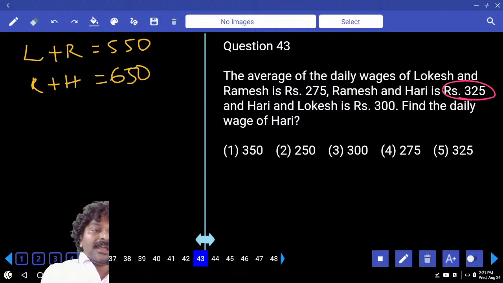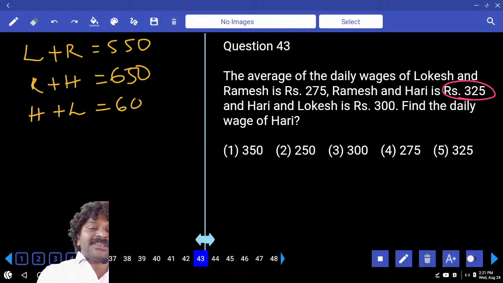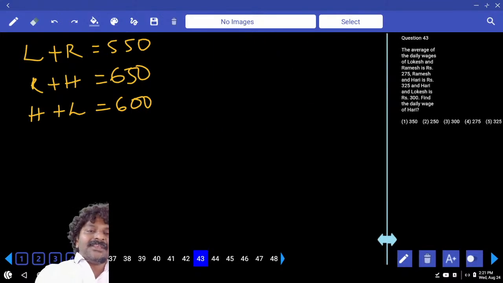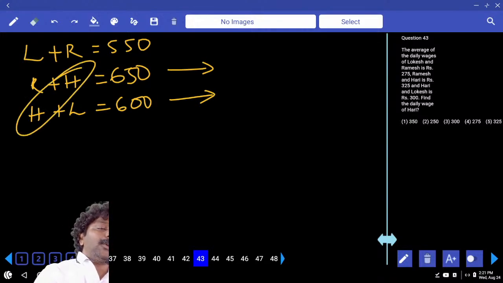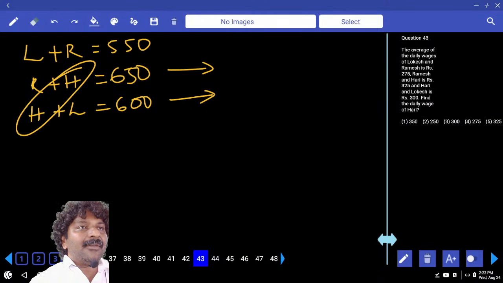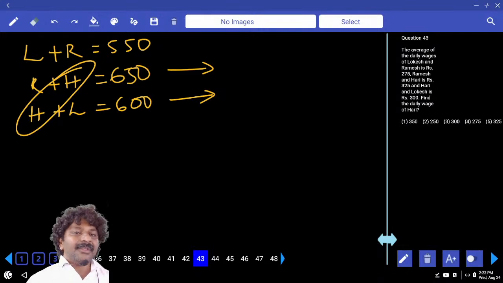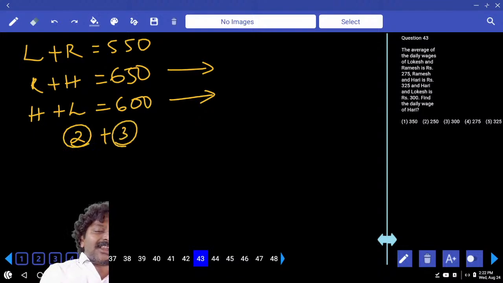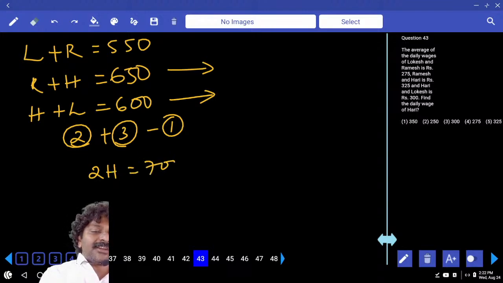Next. Hari and Lokesh, average is 300. Then sum is equal to 600. Find the daily wage of Hari. Where is Hari? Second equation and third equation. If you add both, you get 2 times of Hari. Apart from that, you have Lokesh, R value also. How do you eliminate that? By using first equation. Add second and third, and then subtract first. Then you get 2 times of Hari, right? Which is equal to 700 only. Then Hari is equal to 350.